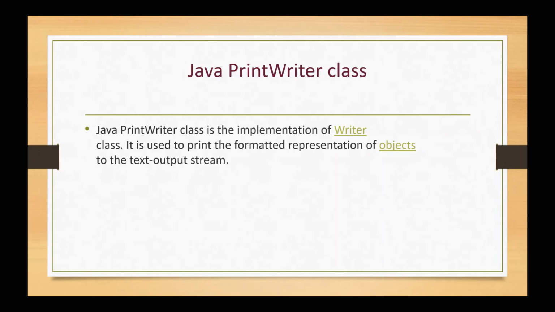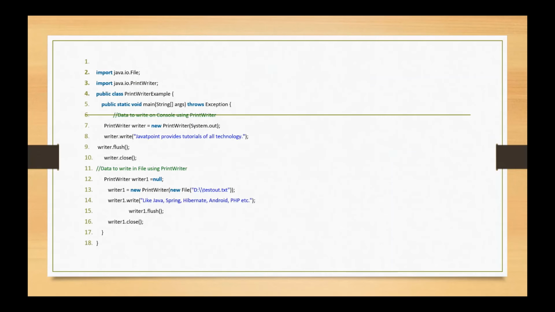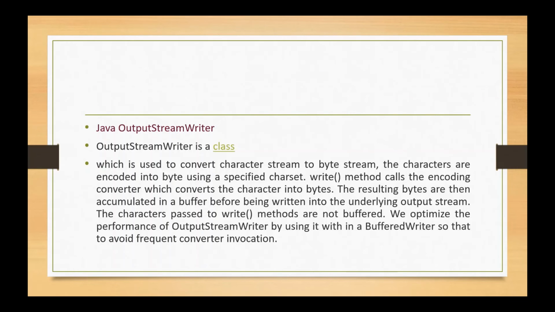Similarly, there is a Java print writer class that is an implementation of the writer class, and it is used to print the formatted representation of objects to a text output form. We can write data from the console and also write the data to the print writer as well as to the console. Now the other classes are output stream writer and input stream reader. Why are we using them?